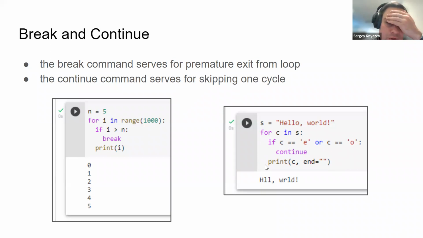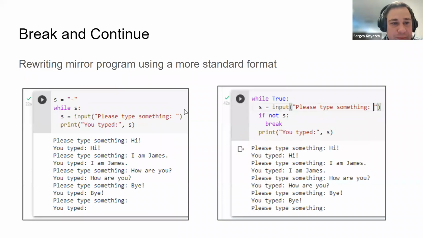Otherwise, we print the symbol. As a result, we printed the word without vowels, okay? Because there are only two vowels in the word, which are E and O, and we skipped the iterations when we had to print them. Okay. Here's two.